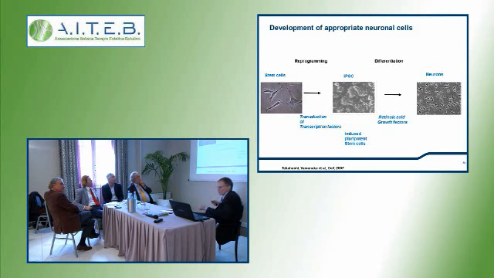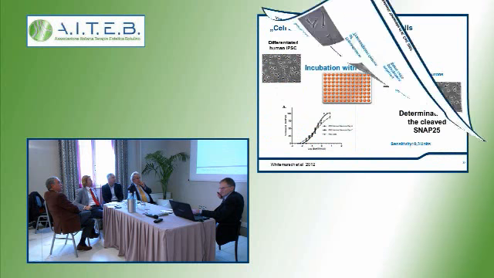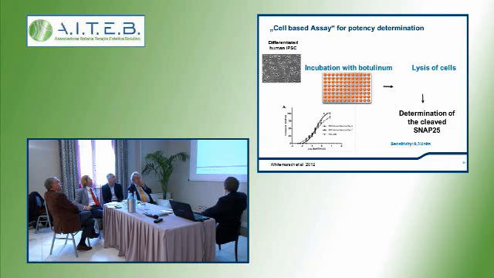And these cells can be used to analyze the activity of the neurotoxin. Here is shown how it is carried out. You have these differentiated human induced pluripotent stem cells. You seed them in microtiter plates, and then they are incubated with botulinum neurotoxin. You lyse the cells, and then you analyze the concentration of the cleaved SNAP25. And this gives you a measurement for the activity of the neurotoxin.